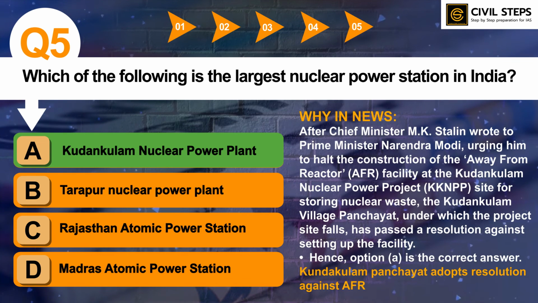So this was in news because Chief Minister M.K. Stalin wrote to Prime Minister Narendra Modi urging him to halt the construction of the away from reactor facility at the Kudankulam nuclear power project site for storing nuclear waste. The Kudankulam village panchayat, under which the project site falls, has passed a resolution against setting up the facility. Hence, option A is the correct answer. So, Kudankulam panchayat adopts resolution against AFR. I have already told you this.